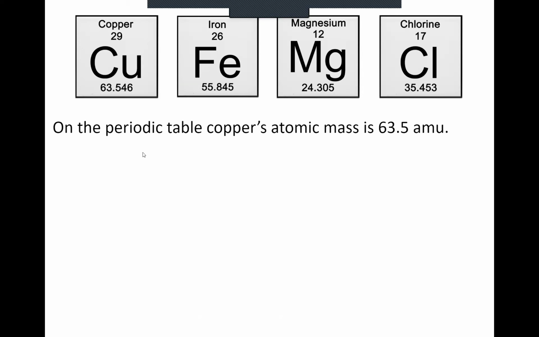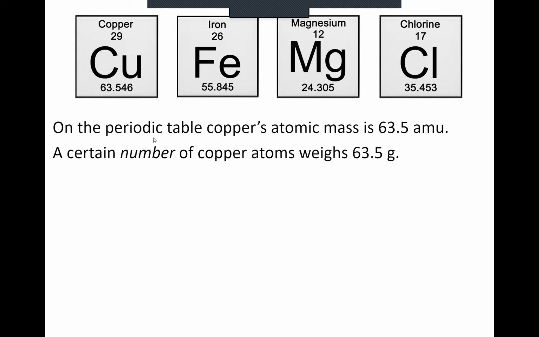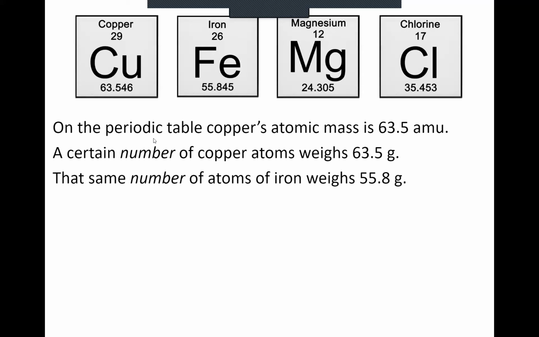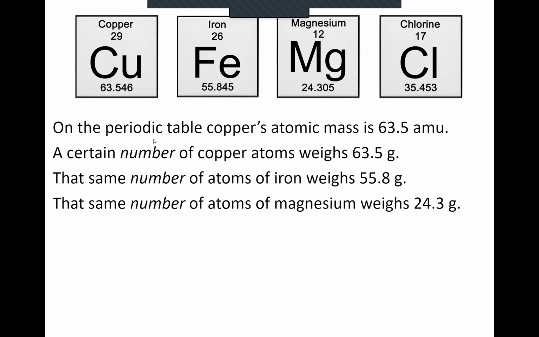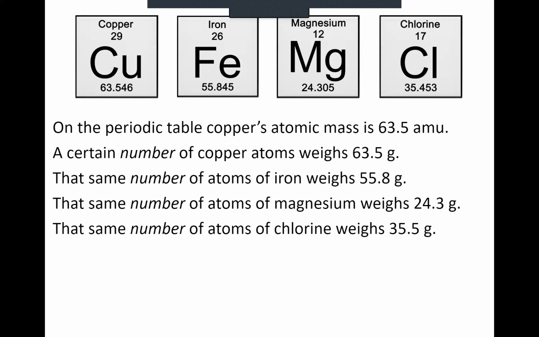We would look up on the periodic table the element that we're concerned with, or the element we're going to work with in a given lab. Let's say it's copper, and find its average atomic mass in atomic mass units, 63.5. There's a certain number of copper atoms that weighs 63.5. For iron, the same number weighs 55.8. For magnesium, that same number weighs 24.3. And for chlorine, the same number weighs 35.5. There's a numerical constancy here.